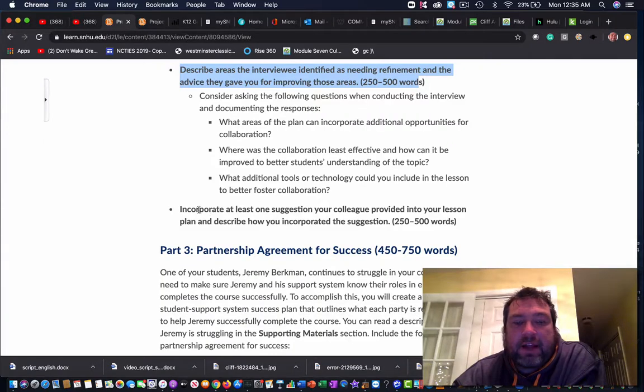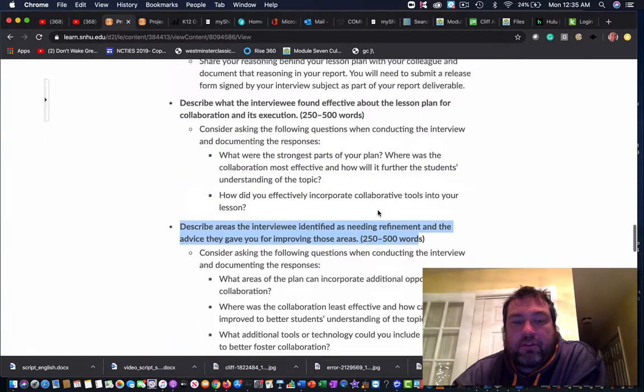Finally, the last bullet is you want to incorporate at least one suggestion your colleague provided in your lesson plan, and describe how you incorporated the suggestion. So once you find out what changes are recommended, you're going to choose one of those and figure out how you're going to implement it. And in that 4th bullet point, you're going to write about the plan that you came up with for addressing that in 250 to 500 words.